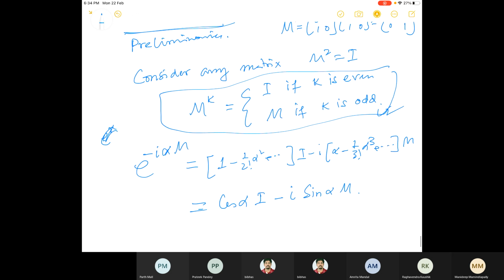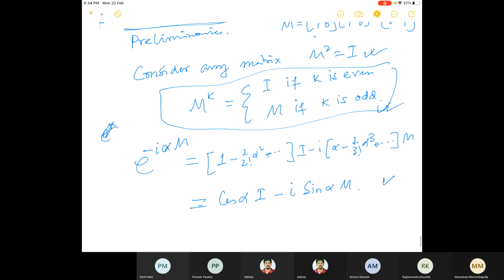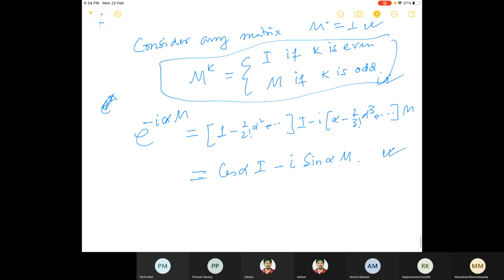Now, why did I talk about this M? Because this is a property of any Pauli matrix. So this X matrix is not a special thing. It's not accidental. This is a property of any Pauli matrix like sigma X, sigma Y, sigma Z, and of course identity. So for those Pauli matrices, this formula is also valid. Now, this is the preliminary.